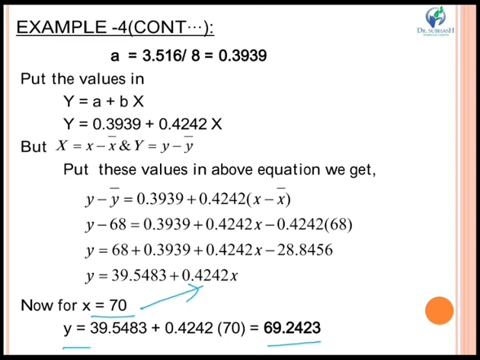In the next lecture we will discuss more equations, how to fit a second order equation and some exponential forms.